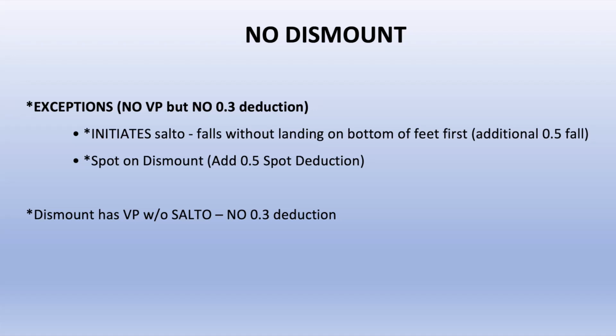Exceptions to the no value part rule, where you would not take 0.3 from the start value, are when she initiates a salto or an aerial and she falls without landing on the bottom of her feet first. So she's not going to get a value part for that. You do take the fall, but you do not take the 0.3 for no dismount. If the coach spots the dismount, be sure to take off the additional 0.5 for the spot. And if the dismount has a value part, but it's not a salto or an aerial, do not take the 0.3 deduction from the start value for no dismount.